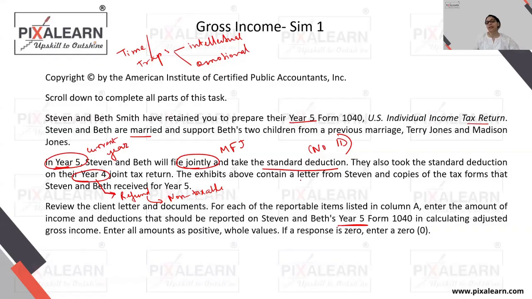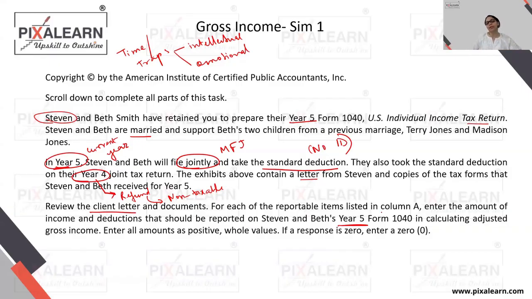The exhibits contain a letter from Stephen, one of the taxpayers, and copies of the tax forms that Stephen and Beth received for year 5. So here's a novice, they want to file their return, they're asking for your help. You're a CPA or a budding CPA, whatever, and at the same time, they're giving you the data. You're supposed to review the client letter. So they've given me a cover letter where they've given me all the happenings for a particular year and they've attached all the source documents that they feel is relevant for them to help you file their return.